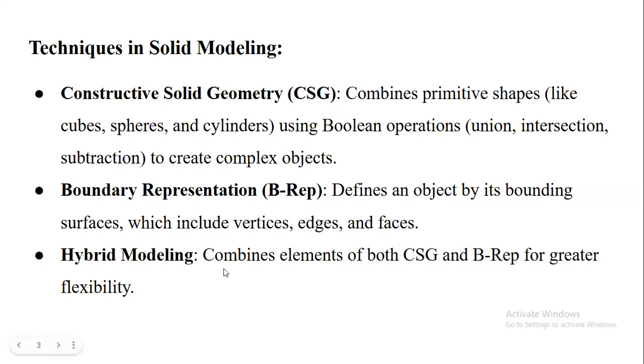Last but not the least is hybrid modeling. Hybrid modeling combines the elements of both CSG, that is constructive solid geometry, and BREP, that is boundary representation, for greater flexibility. In almost most of the cases, we go for hybrid modeling. Specifically, if you talk about real world objects, it is very necessary to define both the boundary conditions and the internal properties of the material in order to create a complex object.